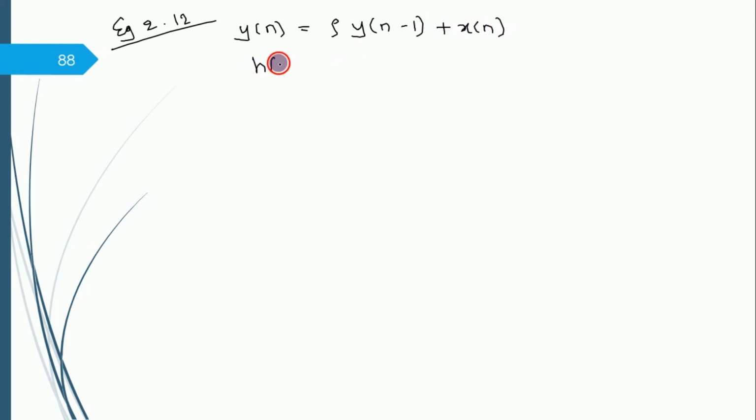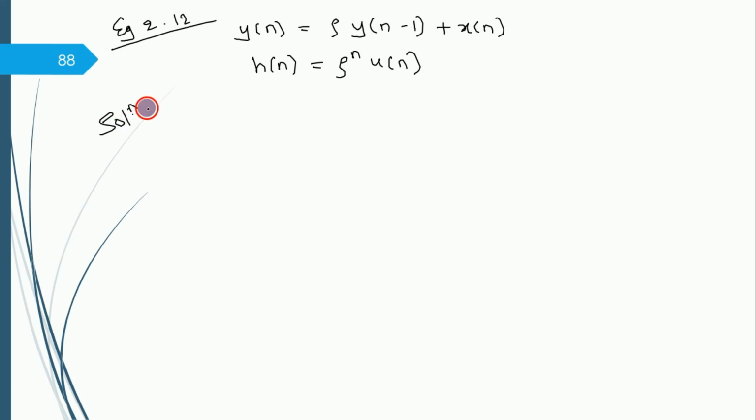Next, I have one more last problem. Let me just solve it. This is an example problem from Simon Haykin. y of n is equal to rho times y of n minus 1 plus x of n. h of n is given: h of n is rho raised to n u of n. This is the given question. You need to check whether the system is causal, memoryless, and stable.